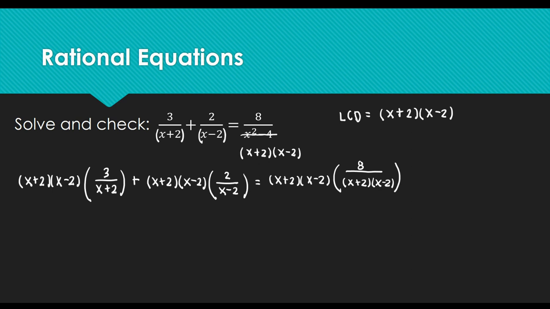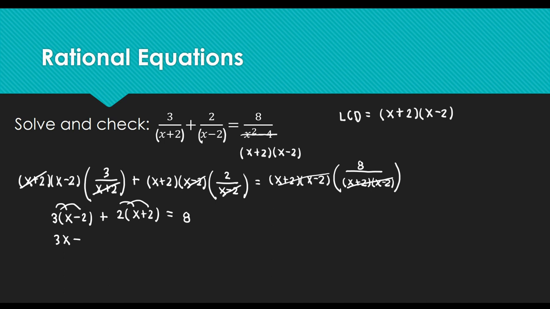Okay, and so now I want to start clearing away my fractions. So notice that the x plus 2's cancel in the first term. I'm going to put the monomial first, so I'm going to put the 3 first, and that gets multiplied by x minus 2, no more fraction. Plus, notice that in the second term, it's the x minus 2's that cancel. I'm going to put that monomial first, and that turns into 2 times the quantity x plus 2. On the right-hand side, notice that that whole entire least common denominator cancels out that denominator, so it just equals 8.